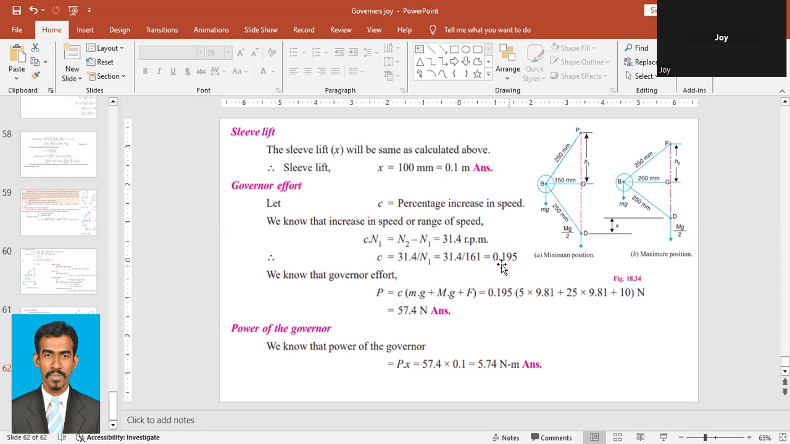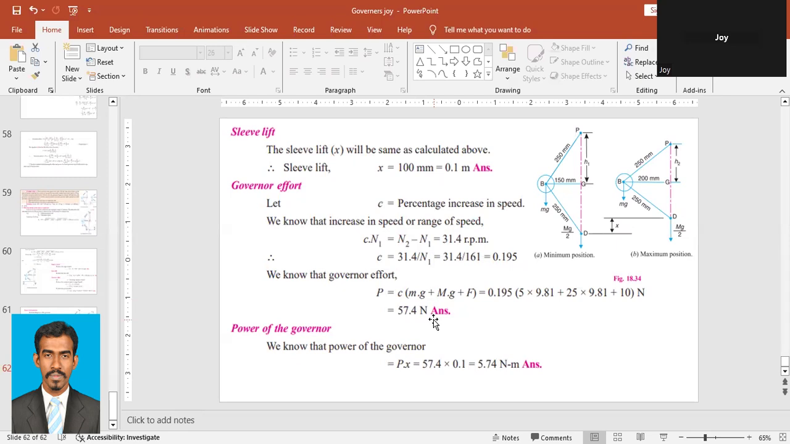So C I have already found, that is 0.195, into small m 5 into g 9.81 plus capital M, 25 kilogram into g 9.81, plus F, that is given 10 Newton. When you solve it, you will have 57.4 Newton. So the governor effort is 57.4 Newton.